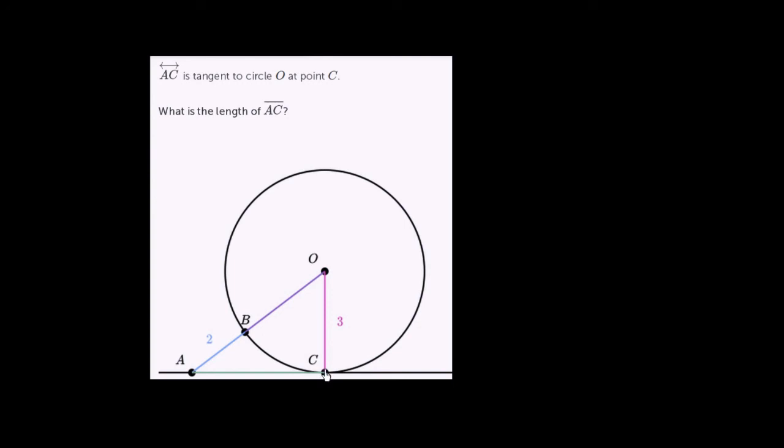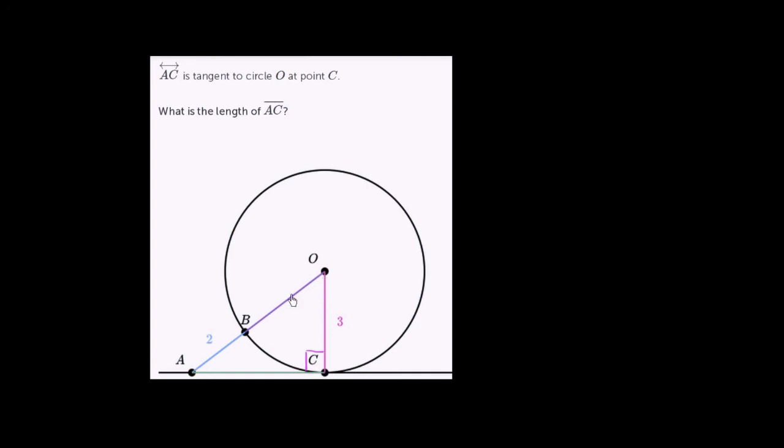So the key thing to realize here, since AC is tangent to the circle at point C, that means it's going to be perpendicular to the radius between the center of the circle and point C. So this right over here is a right angle. And the reason why that is useful is now we know that triangle AOC is a right triangle. So if we know two of its sides, we could use the Pythagorean theorem to figure out the third. Now we clearly know OC.